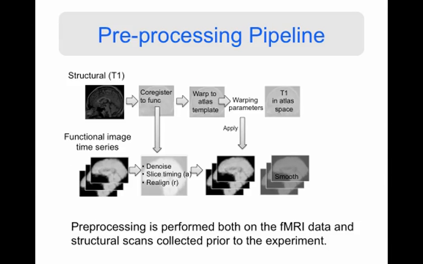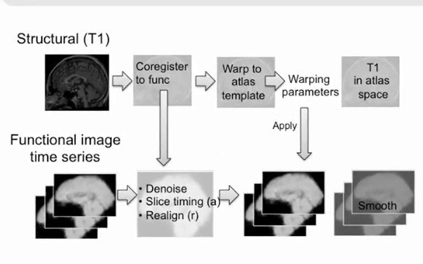Okay, so now we've discussed the entire pre-processing pipeline. So to recap, we have the structural images co-registered to a functional image and thereafter warped to an atlas template. The functional images are denoised, slice time corrected, and motion corrected. Thereafter, you take the warping parameters that you obtained from warping the structural image to the atlas templates and apply them to the functional images, so they are also warped onto the atlas space. Thereafter, you perform spatial smoothing, and you're then ready for analysis.